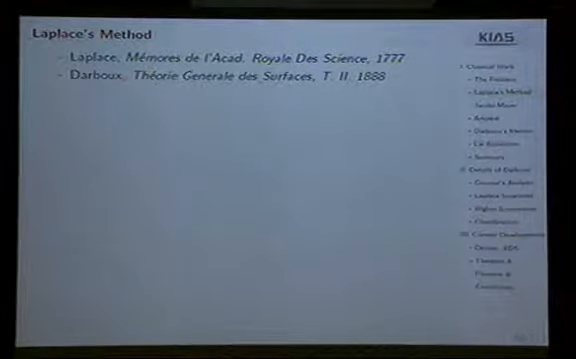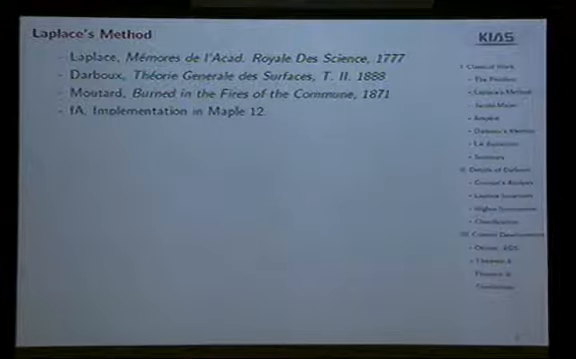As I was reviewing the history of the subject, I was reading what Darboux had to say on the method of Laplace, and he had a very interesting remark at the end of the chapter. He said there was a very nice paper by Moutard, but unfortunately, Moutard didn't keep an off-site backup copy, and a big manuscript was burned in the fires of 1871 in Paris. There was a civil war in Paris shortly after the Franco-Prussian War, and we lost a lot of important stuff on the method of Laplace, apparently, in that fire.